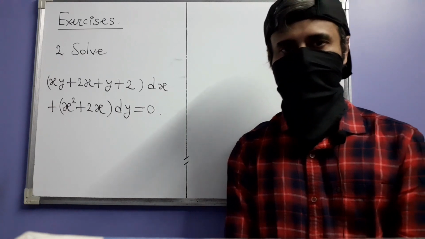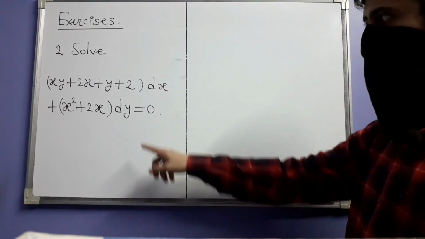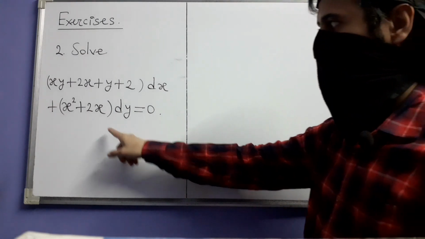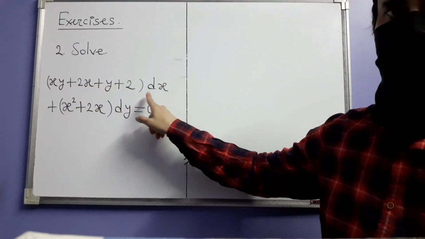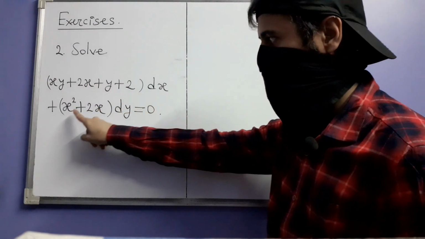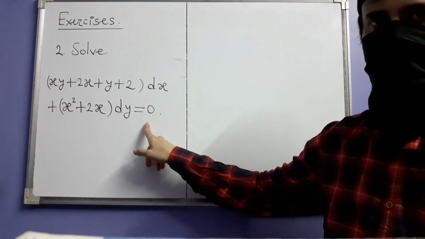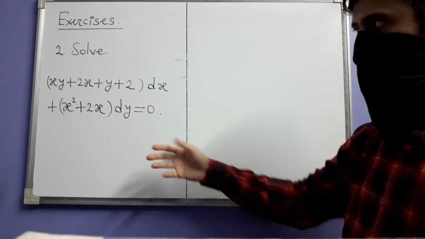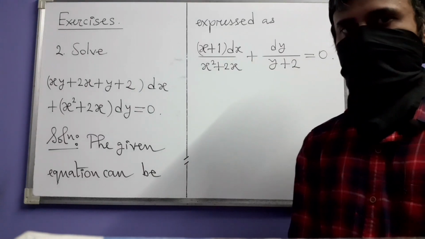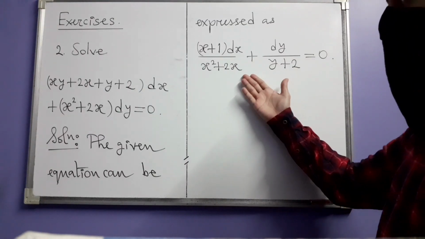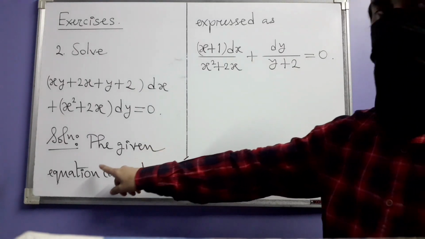Let's start the exercises. Let's start with this second one. Here the equation is (xy + 2x + y + 2) dx + (x² + 2x) dy = 0. You will see that this is a separable equation, and the equation can be turned into this form, and we write the solution like this.